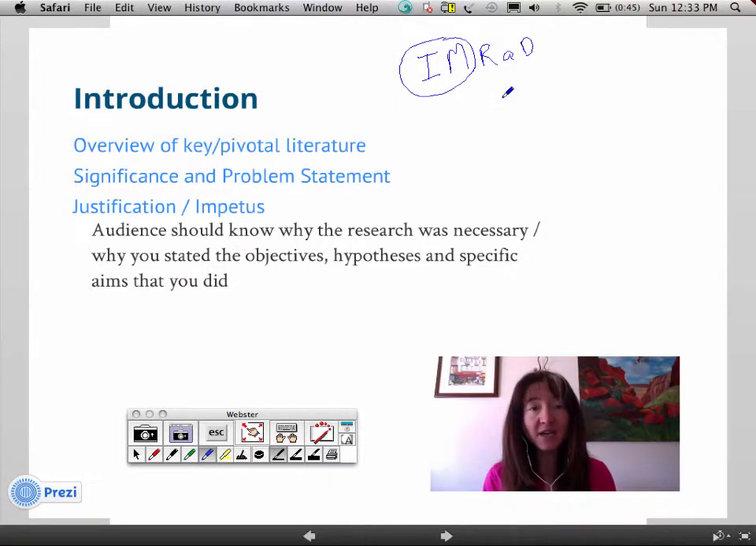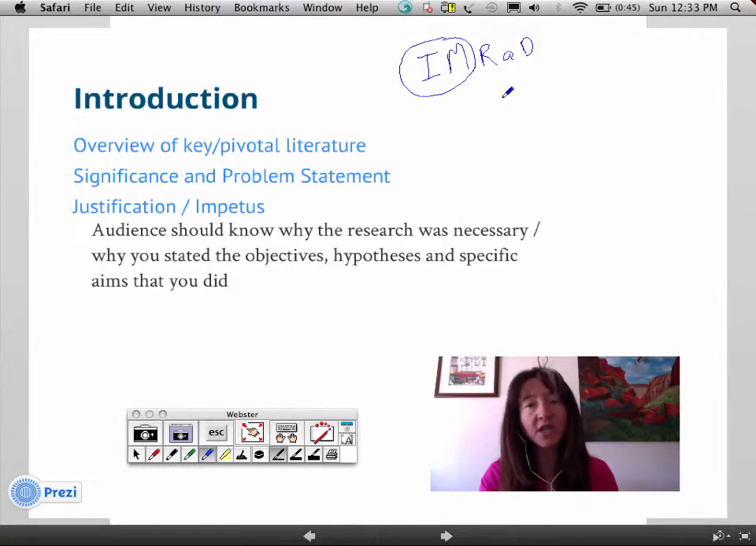I want to begin by talking about the introduction. Now, here's the sweet thing. The reason that we saved this for later is that this is already mostly done. Your proposals, those of you who did a good job on your proposals, have a fantastic introduction section anyway that probably meets a lot of these objectives.